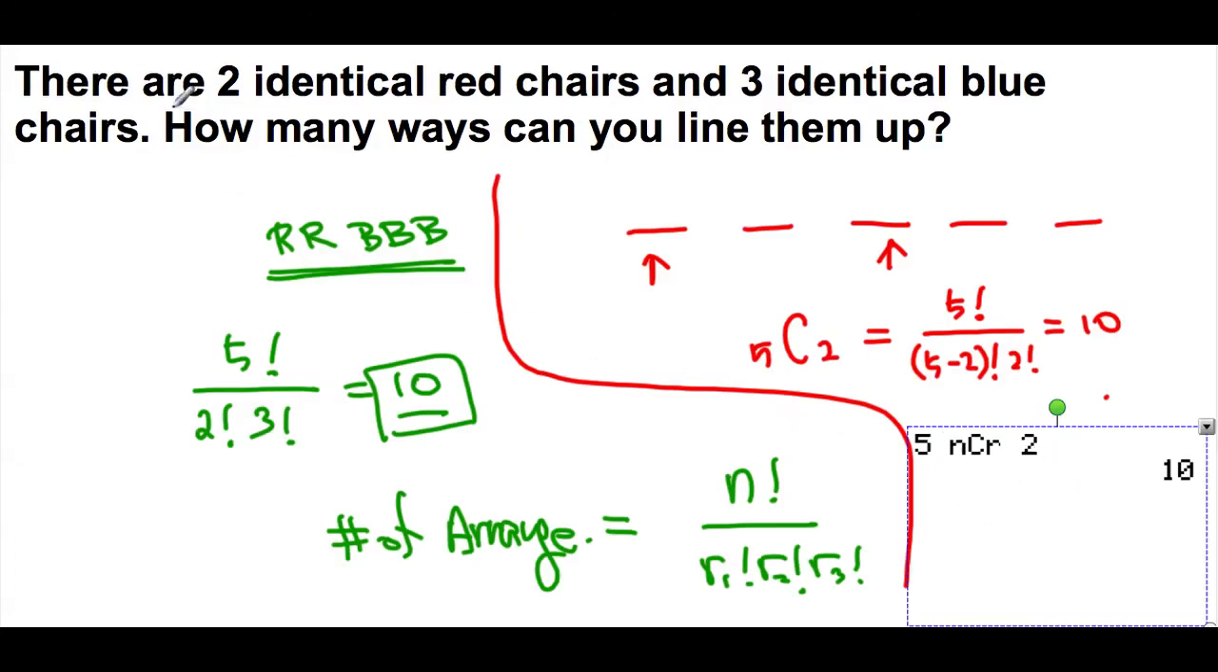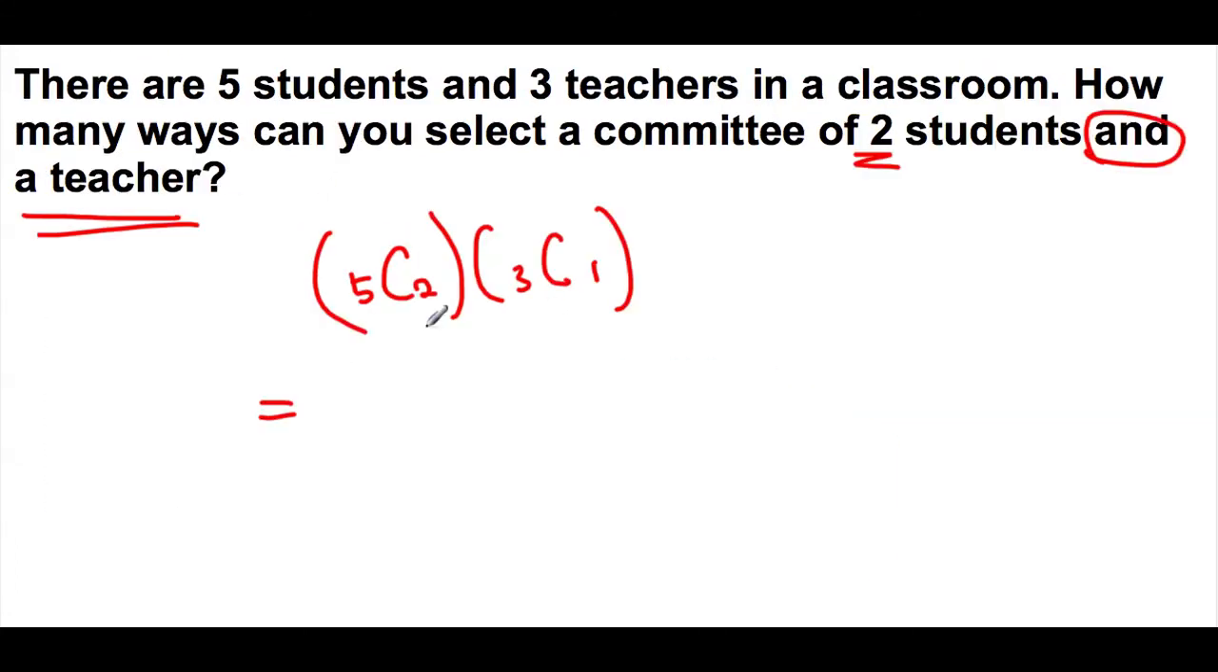As you can see, that was equal to 10. And 3C1, if you were to use the calculator, that would be equal to 3. So our answer becomes 30 ways. There are 30 ways to select the committee, because in the committee it doesn't matter who is selected first or second. So in that case, we can use 5C2 for choosing 2 students, and then 3C1 for choosing one teacher.